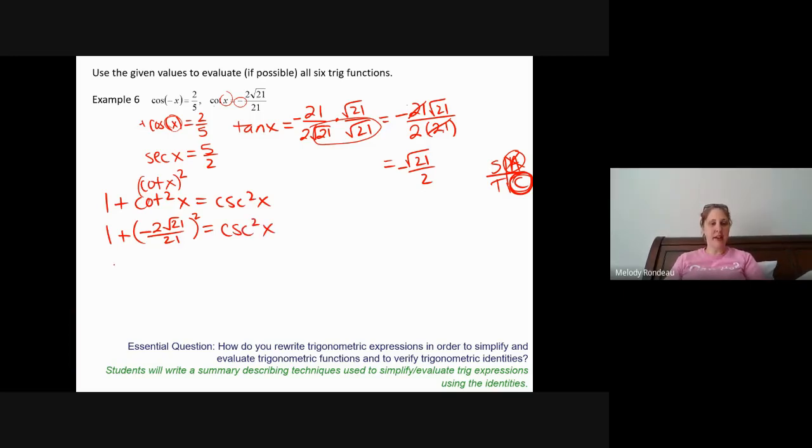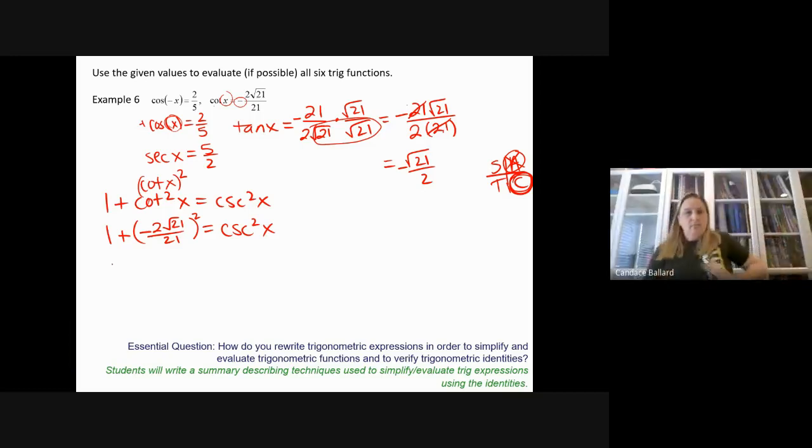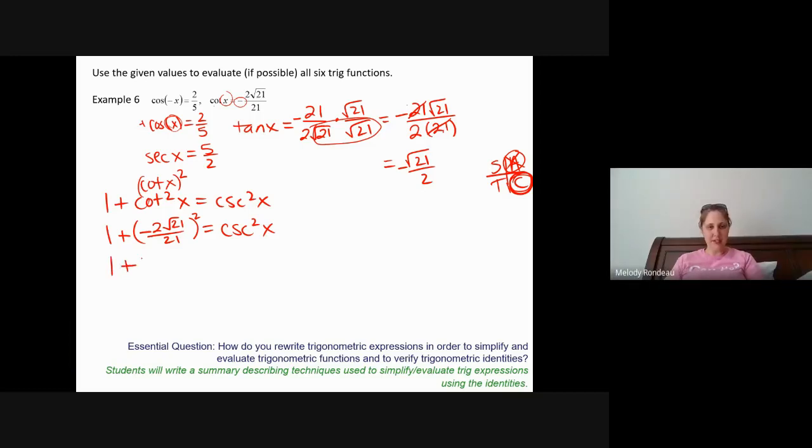All right, so then I have 1. I'm going to leave the 1 for a minute. Plus, when I square this, it's going to be a lovely mess. I take the -2 in front and square it, I get 4. I take the square root of 21 and square it, I'm going to get 21. And on the bottom, I'm going to do something a little bit funny because I don't have a calculator and I don't want to really calculate it out. I'm going to say it's 21 squared.